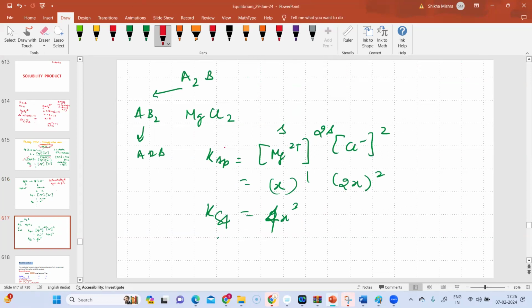If we have a compound of category A to B, or we can call it AB2, for example MgCl2, what will happen? It will dissociate to give us Mg2+ ions and chloride ions. Of course, 2 chloride ions will be produced by it.